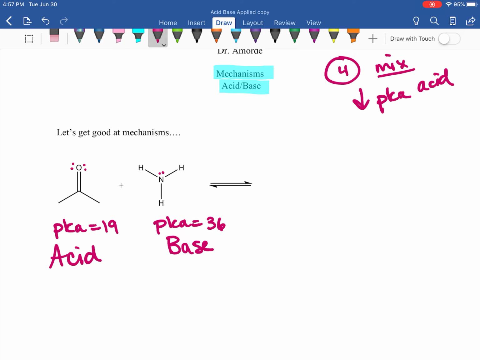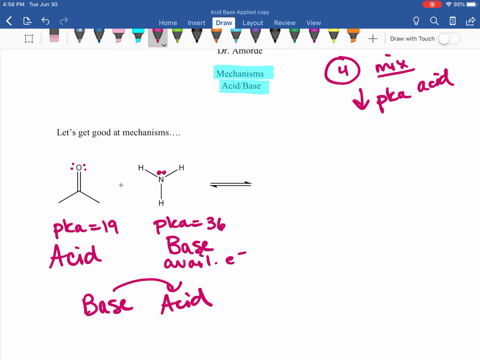So if we know we have a base, remember our rule from the last video, we always draw our mechanism from where we have electrons to where we don't. So we are going to go from our base to our acid in our mechanism, and we have to have available electrons.